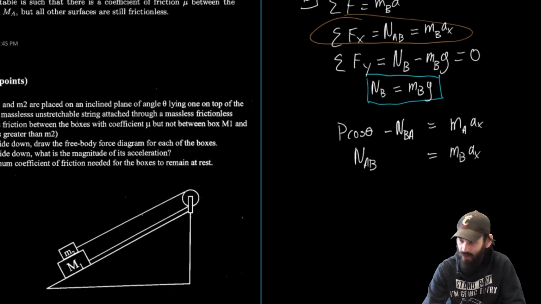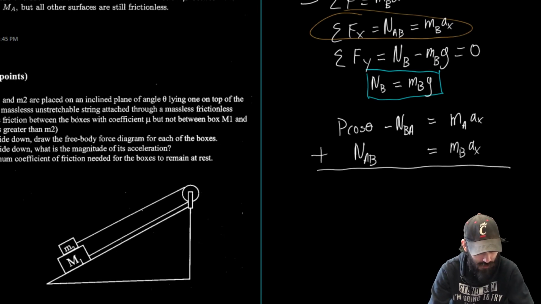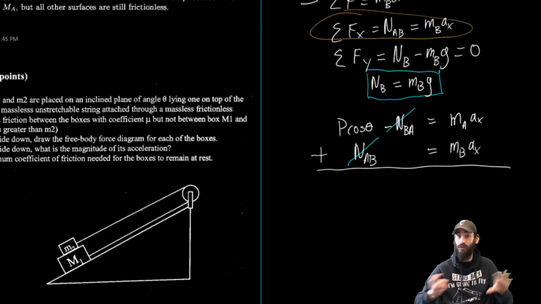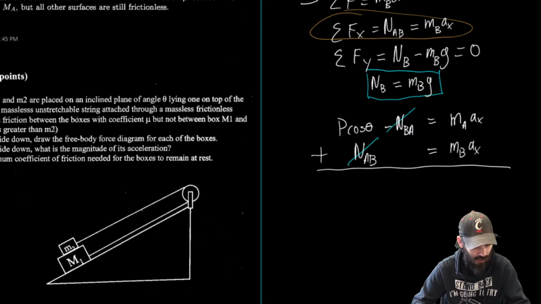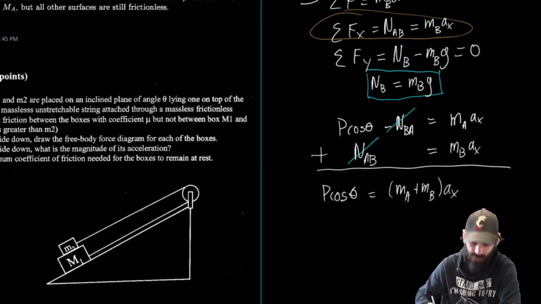Now the reason why I'm going to add these together is because I can cancel what the normal force is between the two boxes. This is an internal force, so ultimately Newton's third law is going to say that it's going to be equal and opposite. Those are going to cancel. And so what this says is that P cosine of theta is going to be equal to m_A plus m_B times a_x. Okay.